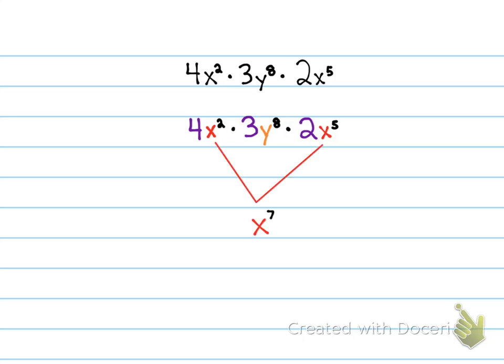So let's start with our x's. That'll give me x to the 7th power. And then I've got a y to the 8th power. Can't do anything with that, so we'll bring it down. And then lastly, I have 4 times 3 times 2. So 4 times 3 is 12. 12 times 2 is 24. We're going to rewrite our answer nice and neat.